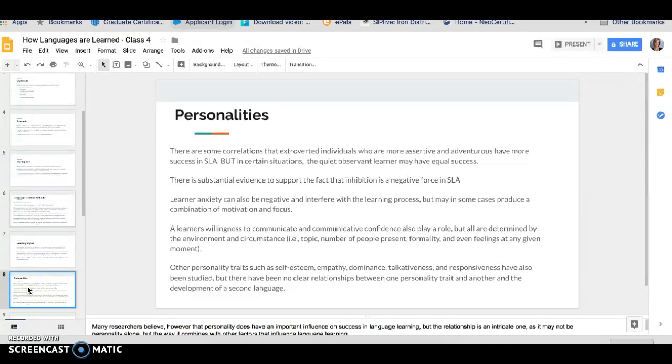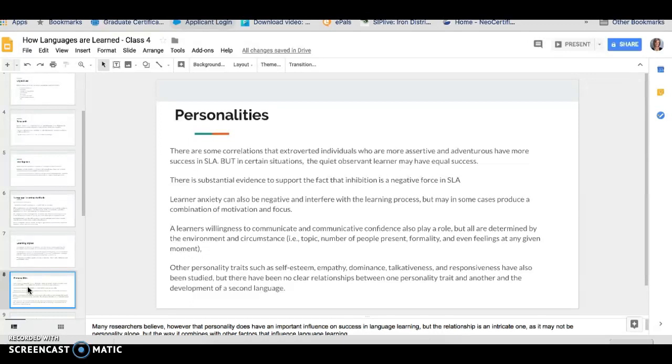For example, someone might be more willing to communicate if the topic is something they feel comfortable with. They might be less willing to communicate if there's a ton of people present, or people they don't feel comfortable around, or if it's more formal. And so any given time, situation, or circumstance might change their willingness to communicate.